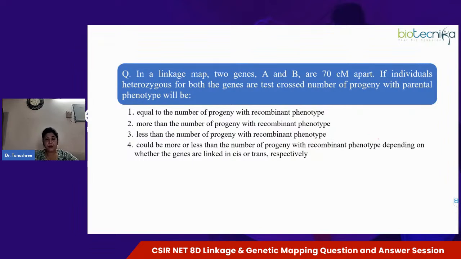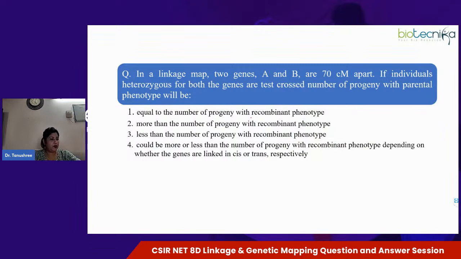In a linkage map, the two genes A and B are 70 centimorgan apart. If individuals heterozygous for both the genes are test crossed, the number of progeny with parental phenotypes will be: equal to the number of progeny with recombinant phenotype, more than the number of progeny with recombinant phenotype, less than the number of progeny with recombinant phenotype, or more or less than the number of progeny with recombinant phenotype, depending on whether the genes are linked in cis or trans respectively.